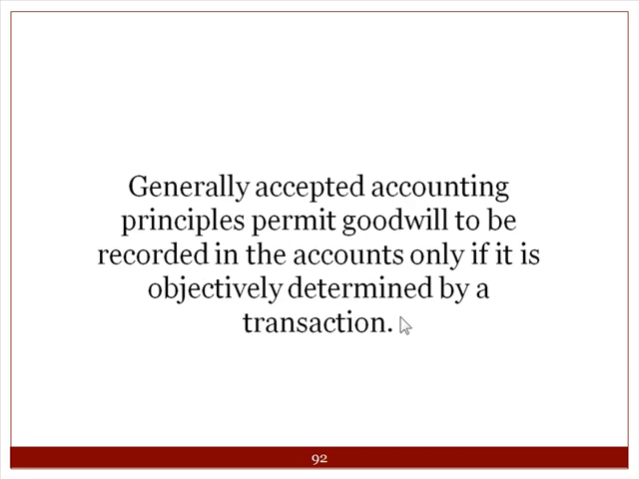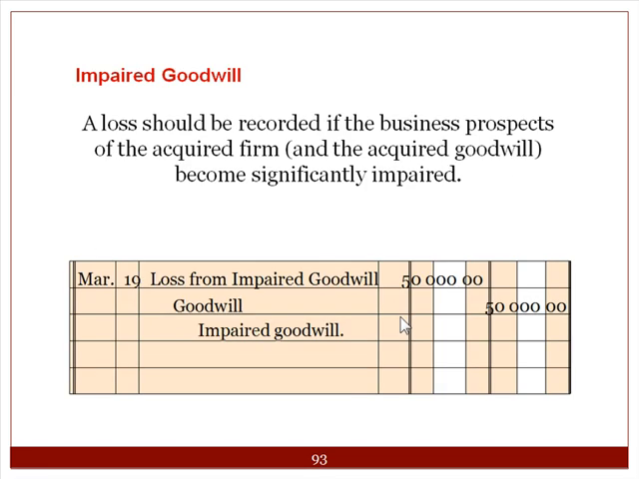Generally accepted accounting principles permit goodwill to be recorded in the accounts only if it is objectively determined by a transaction. So it's basically like somebody has to come out and say there is goodwill and where the number came from. A loss should be recorded if the business prospects of the acquired firm and the acquired goodwill become significantly impaired. So loss from impaired goodwill. So you put goodwill on your books and it just sits there, and at some point, if it doesn't really seem to be there anymore, then you have loss from goodwill.